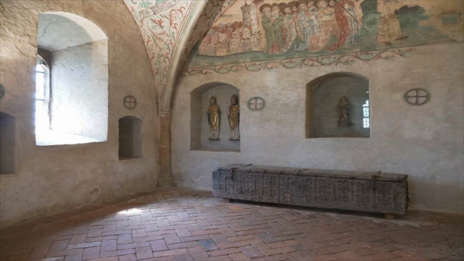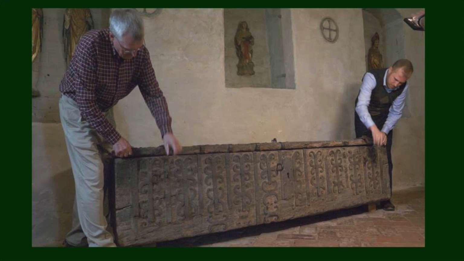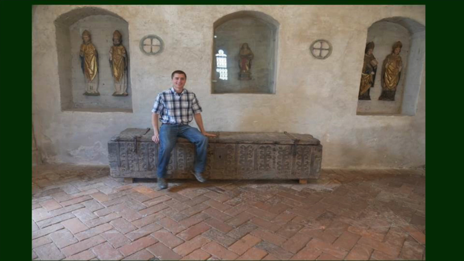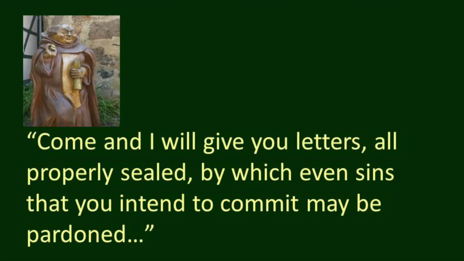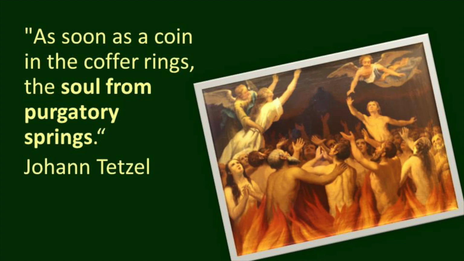I was there personally. And we opened this large chest, and there is our picture of my son Johann sitting on Tetzel's box. Remember, Tetzel said, indulgences are the most precious and the most noble of God's gifts. Come, he said, and I will give you letters, all properly sealed, by which even sins that you intend to commit may be pardoned. This saying was said, as soon as the coin in the coffer rings, the soul from purgatory springs. He had been given this virtue by the apostolic power of Rome, he says, to absolve thee from whatever sin you might have.